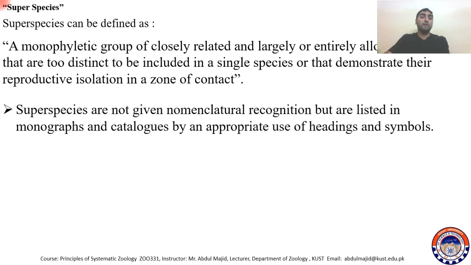Superspecies are not given nomenclature recognition in zoology, but they are very important. They are used for appropriate headings and symbols in monographs and catalogs. When we are collecting specimens, cataloging specimens in a museum, or drawing up monographs, we use headings and symbols for superspecies.